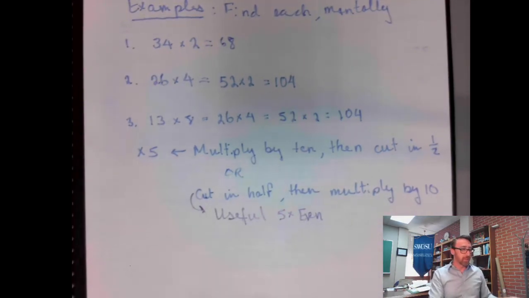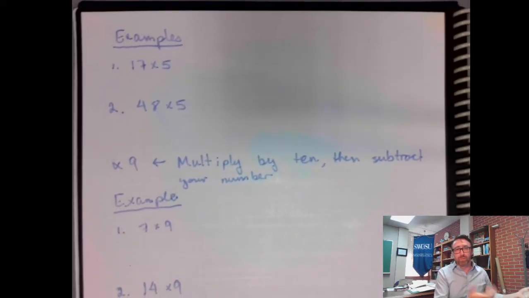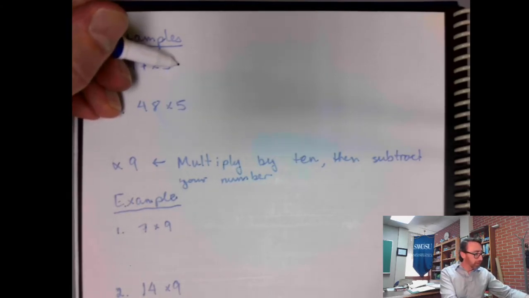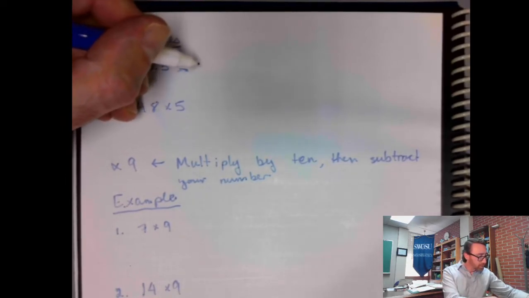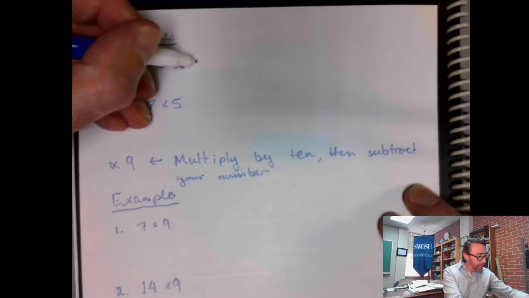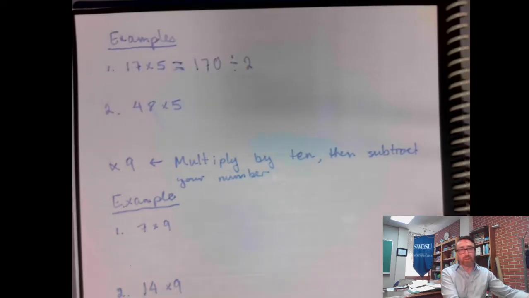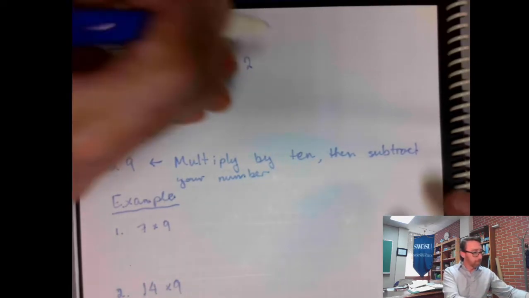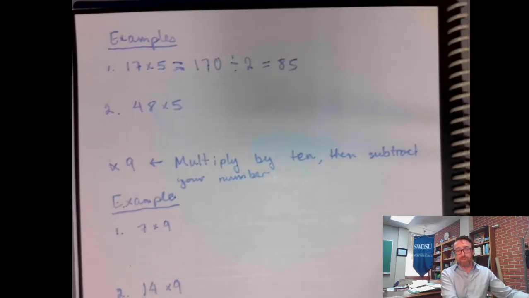Let's look at a few quick examples of mental math multiplying by 5. Okay, let's do 17 times 5. Okay, so 17 times 5, I am going to multiply that by 10. So I'm going to take 170, and then I'm going to cut that in half. In other words, I'm going to take 170 and then divide it by 2. Okay, and when you do that, you get 85.